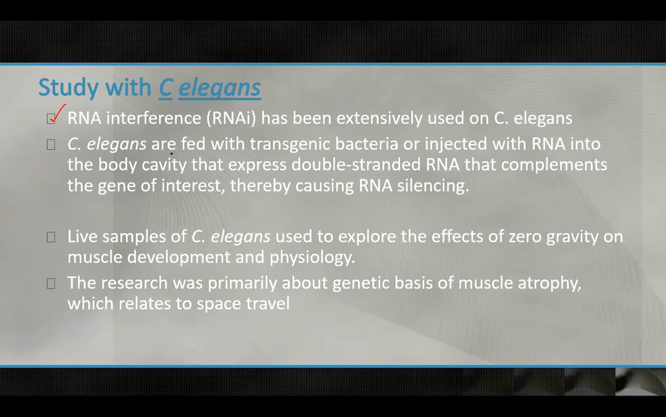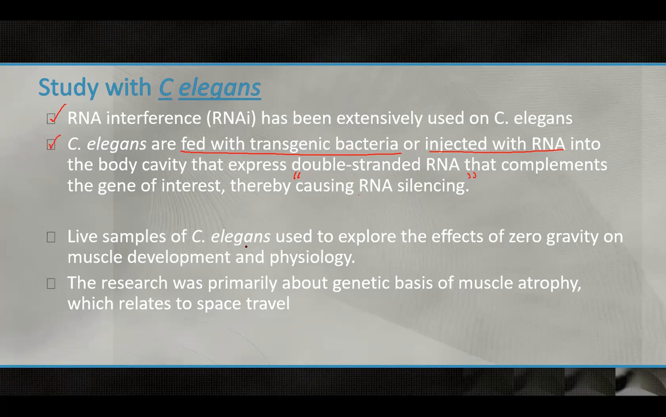C. elegans can be modified very effectively by feeding them transgenic bacteria. You can feed the C. elegans with transgenic bacteria or inject RNA into the body cavity. Then they are going to express the double stranded RNA component of the gene, thereby causing RNA silencing. It can cause RNA silencing to take place. Certain RNA can be made to silence.